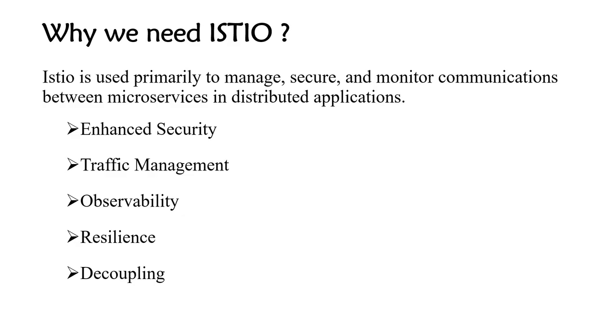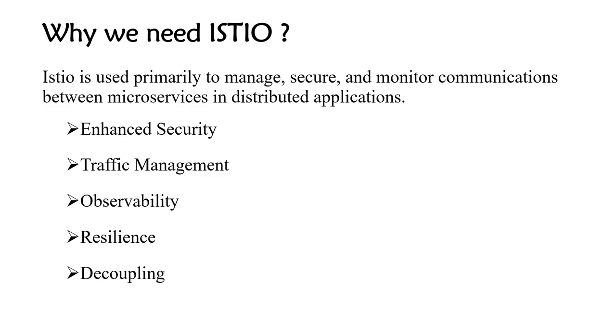Why do we need Istio? Istio is used primarily to manage, secure and monitor the communication between microservices and distributed applications. We need it because it enhances security, traffic management, observability, resilience and decoupling. Let's know one by one. What is enhanced security? It provides out of the box security features including mutual TLS. Mutual TLS is also called mTLS, for encrypting the communication between services, authentication and authorization.